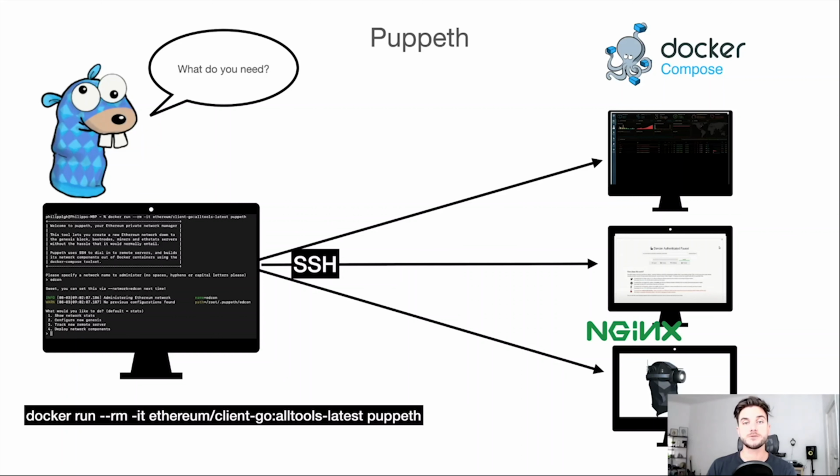It's a CLI wizard tool. It will ask us a couple of questions about the machines that we have and about the software that we want to run there, or the network we want to configure. And then it will use SSH to connect to these machines and Docker Compose to set up and configure everything.